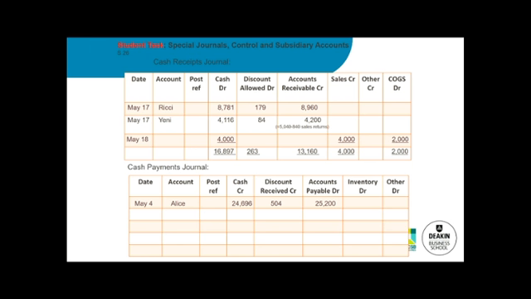In the cash payments, we paid Alice and got discount of $504, paid Daisy as well, and we also paid some rent, and we had some other $3,000 sundry payment. So there's our totals for the month of May for the cash payments.